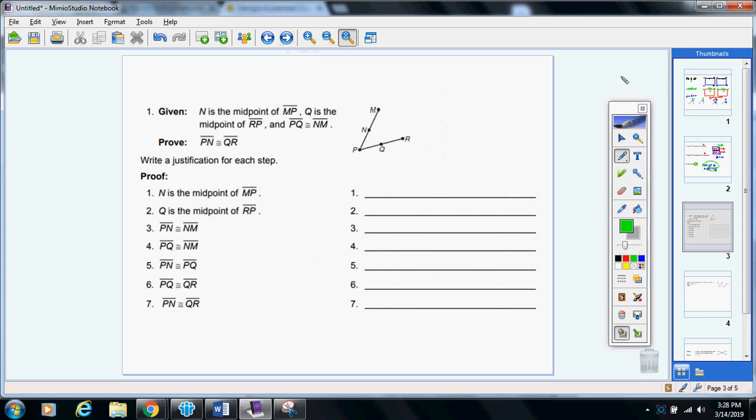We're going to do 3 proofs, and these are from your textbook. All right, so this first one, we have this angle, and it says that N is the midpoint of MP.